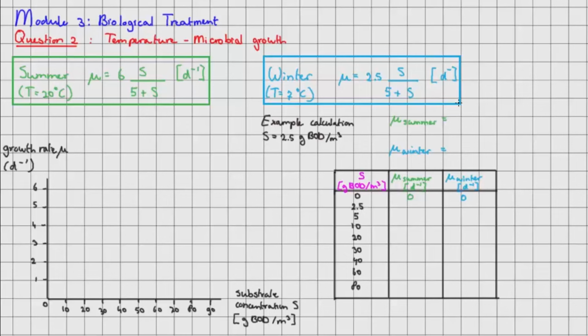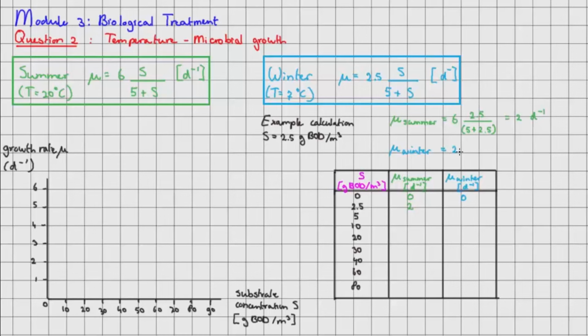So in order to draw a graph, we need to vary the substrate concentration to show the growth rates. So we're going to calculate for when the substrate concentration is 2.5 grams of BOD per meters cubed. So the summer growth rate will be 6 times 2.5 divided by 5 plus 2.5, which equals 2. The numerator and the denominator are both in grams of BOD per cubic meter, so that cancels that. Therefore the units are in per day. And then we fill in the table 2.